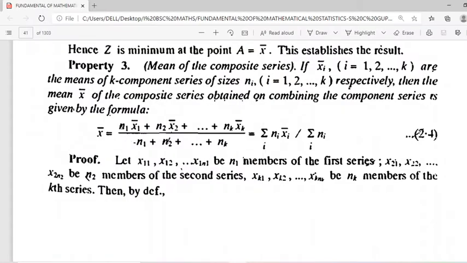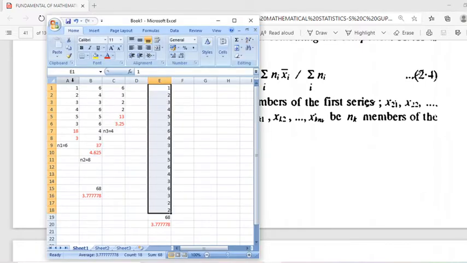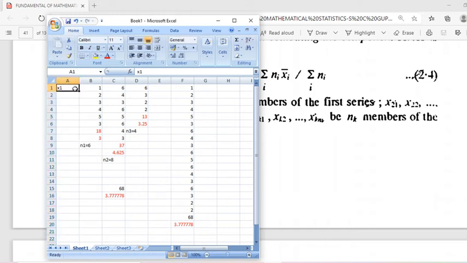So this is the formula for obtaining the combined mean using the series means: n1 x1 bar plus n2 x2 bar plus etc. nk xk bar divided by n1 plus n2 plus etc. nk. This is the short form of the formula: summation over i of ni xi bar divided by summation ni. So we have to prove that. Let x11, x12, etc. to x1n1 be the n1 observations on the first series. That means these are the x values.